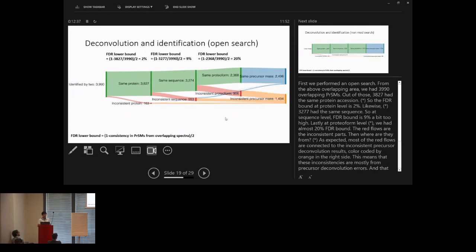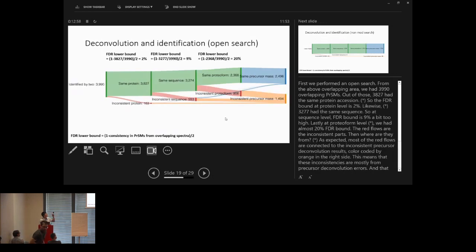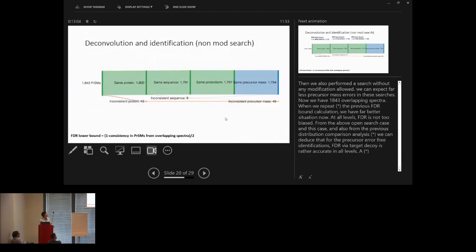So I compared their precursor mass consistency between the two different pipelines. So this green on the right side, green are connected to the same precursor mass, and all the red parts are connected to inconsistent precursor mass. So, and this is for the open modification search, so we have a bunch of inconsistent precursor masses. But when I just did a non-modification search, then this number reduced a lot, because if we do the non-modification search, incorrect precursor masses are automatically filtered out because they should be matched to the correct sequences.